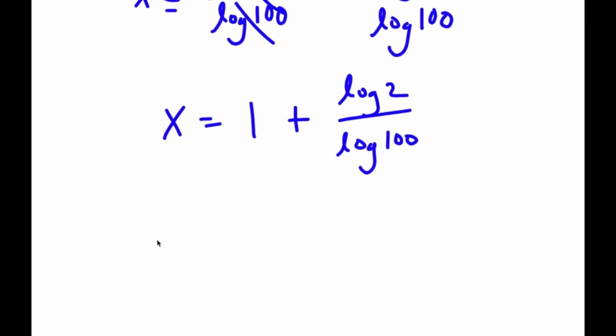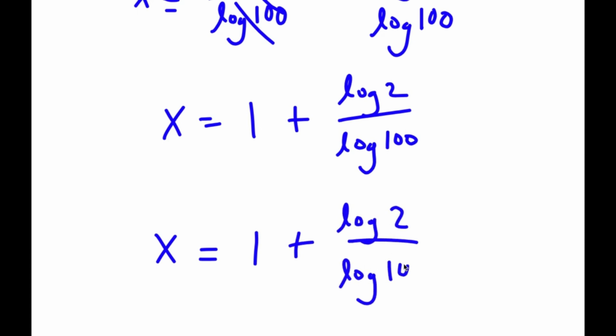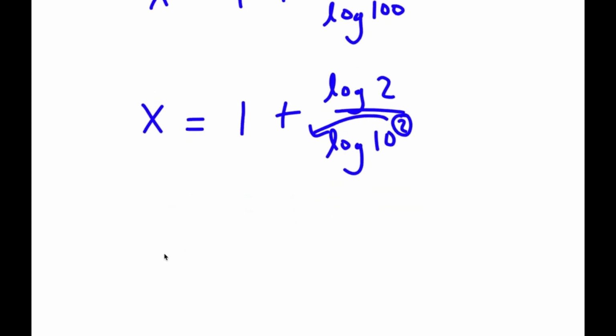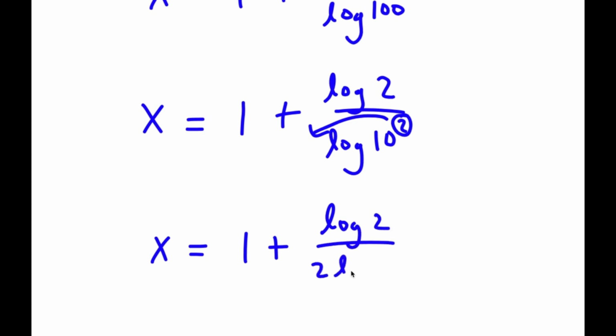Now, log 100, this is the same thing as log of 10 squared. So I have 1 plus log 2 over log 10 squared. And remember, if I have something in the form log a to the power of b, I can move my exponent to the front. So now this is the same thing as 1 plus log 2 over 2 times log 10. Now, if you guys already didn't know, log 10, that's equal to 1.